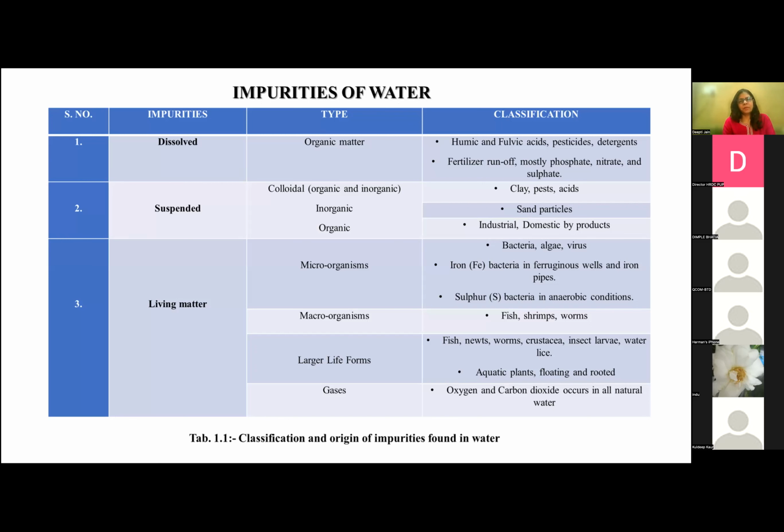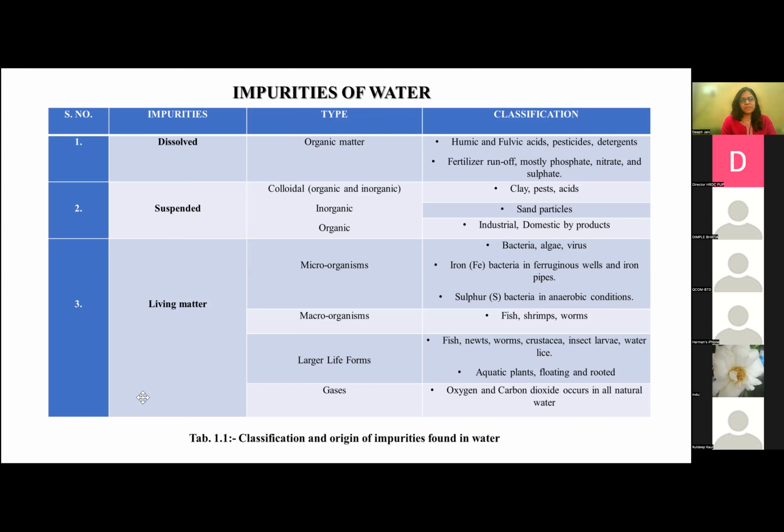So if we talk about the impurities, basically there are three types of impurities in water. It may be a dissolved impurity, suspended impurity, or living matter. The dissolved impurities are organic matters like humic and fulvic acids, pesticides, detergents. The fertilizers which run off from the agriculture fields mostly contain phosphates, nitrates, and sulfates. These are the dissolved chemical compounds which remain as a dissolved impurity in water.